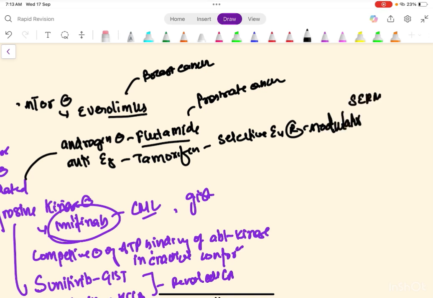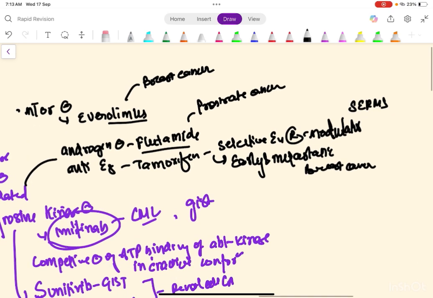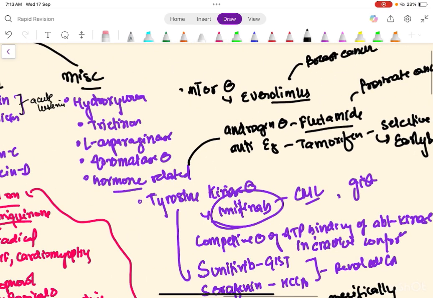So this is called SERMs. This is used in early and metastatic breast cancer. Now this L-asparaginase is used in ALL, and basically it causes hypersensitivity reaction and pancreatitis. That's what you should know.